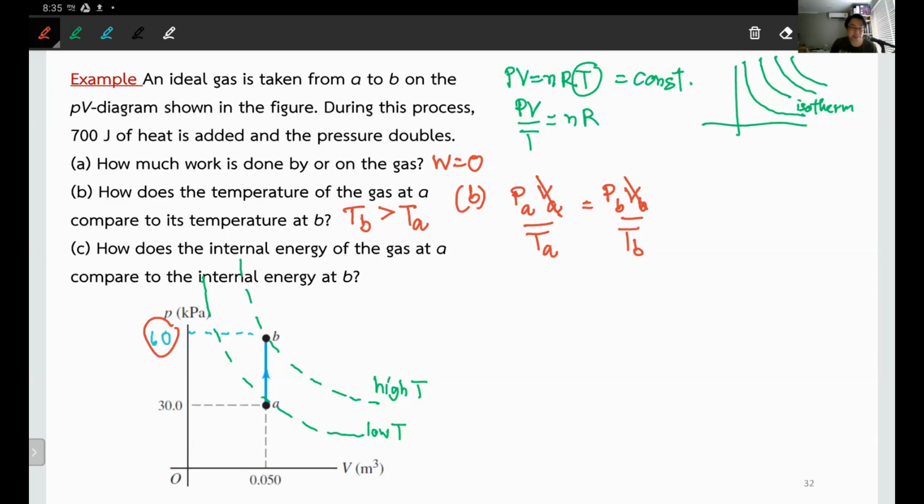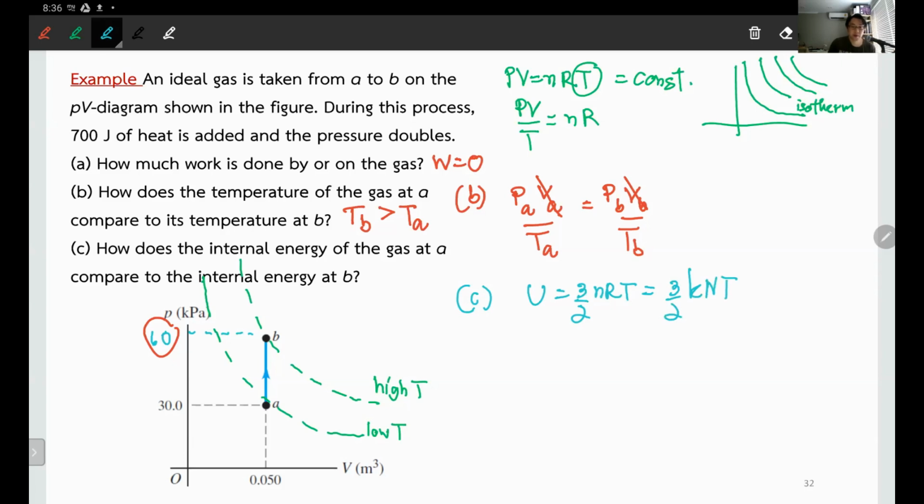All right, part C: how does the internal energy of the gas at A compare to the internal energy at B? Of course, it follows from part B. Let me remind you what we have over here: U equals 3/2 nRT, or 3/2 NkT.